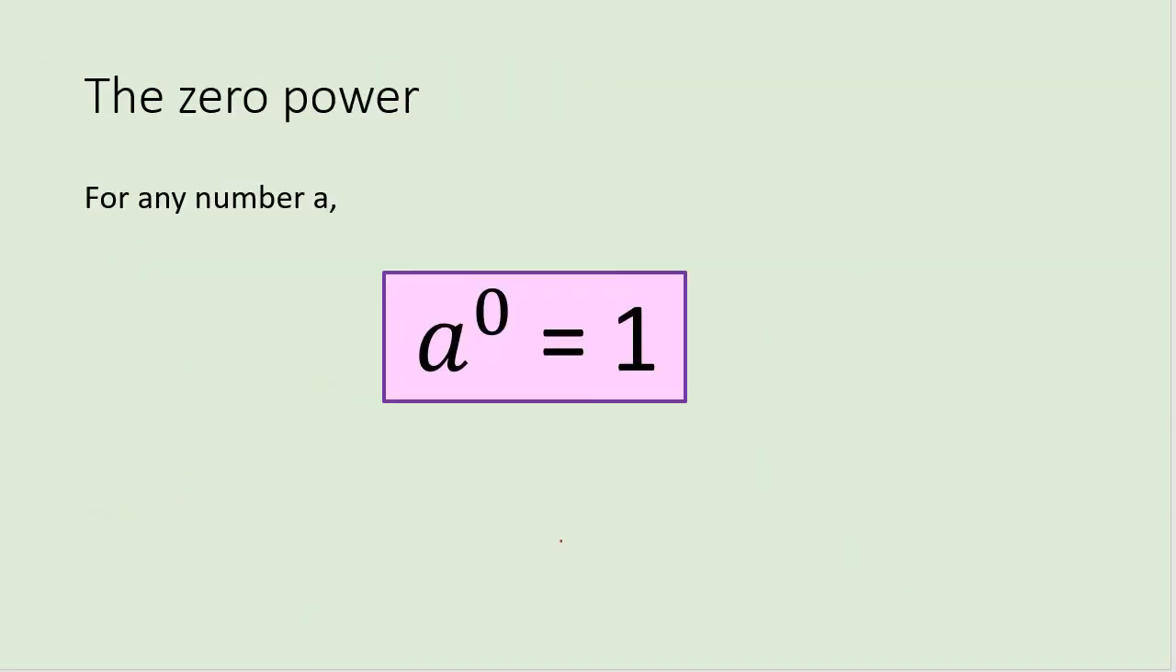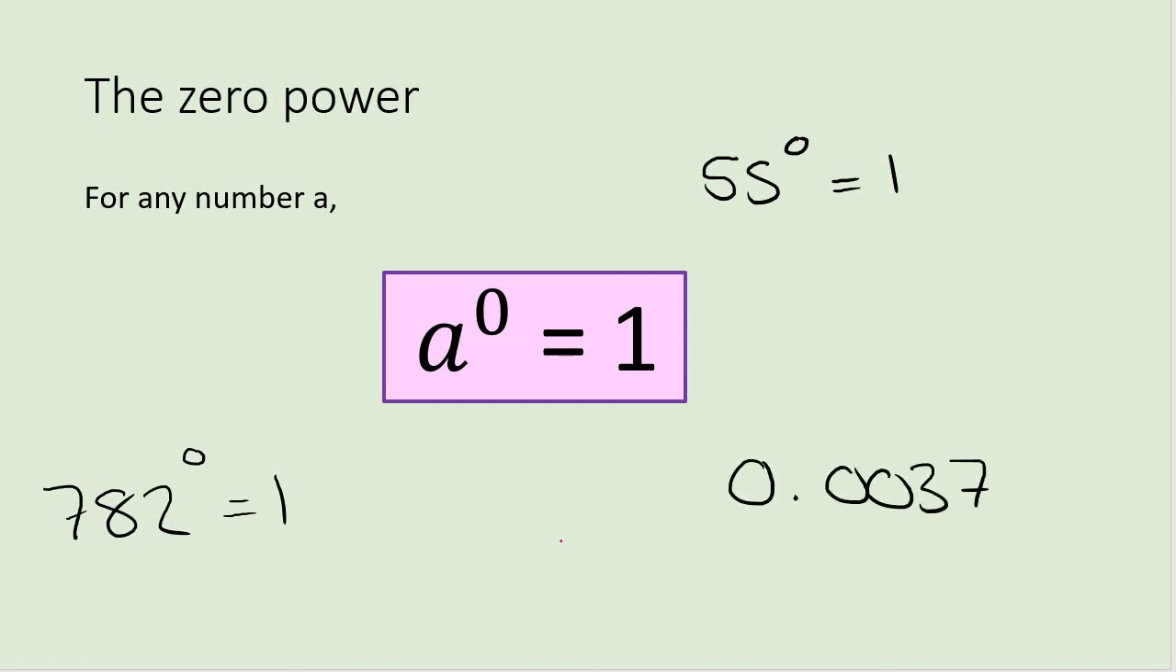Yeah, because any number, I could argue that same argument that we've done for the 4 and for 10. So for any number, a, if I put it to the power of 0, it's going to equal 1. So that means, say, let's take 55 to the power of 0, that's 1. If I do 782 to the power of 0, that's 1. If I do 0.0037 to the power of 0, that's 1. If I do 3.1415 or pi to the power of 0, that's 1. Any number.